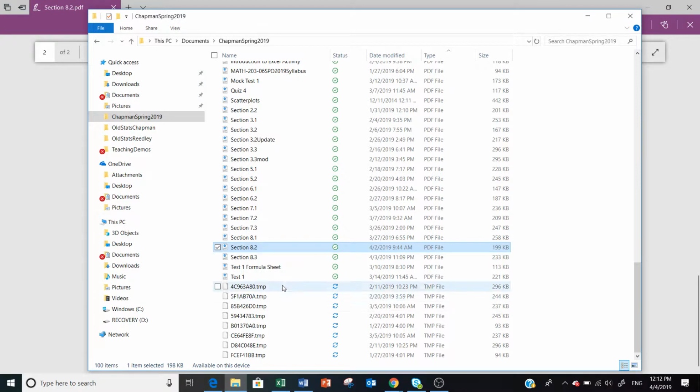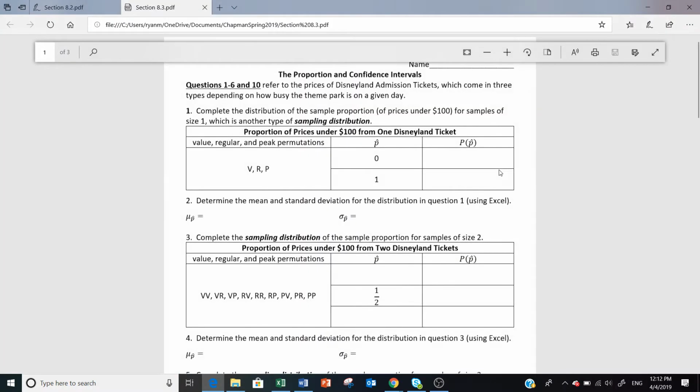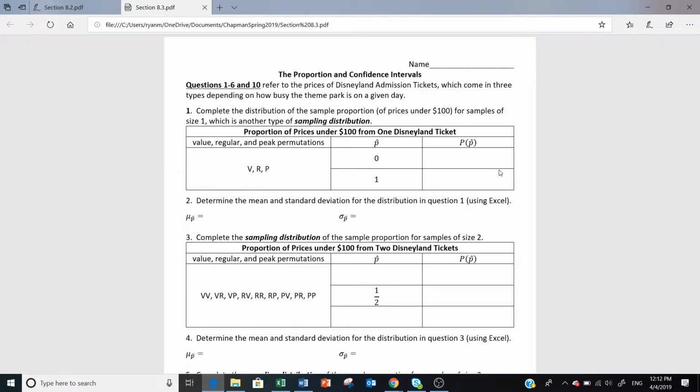Okay, let's now do section 8.3. We're going to now talk about confidence intervals for the proportion. So we're going to move a little bit quickly through the first page because I want us to get to the end of the lesson today. Okay, so I'm going back to value, regular, and peak tickets from Disneyland. Remember that value was 97, regular was like 117, and then peak was like 136, I think. Doesn't really matter too much.